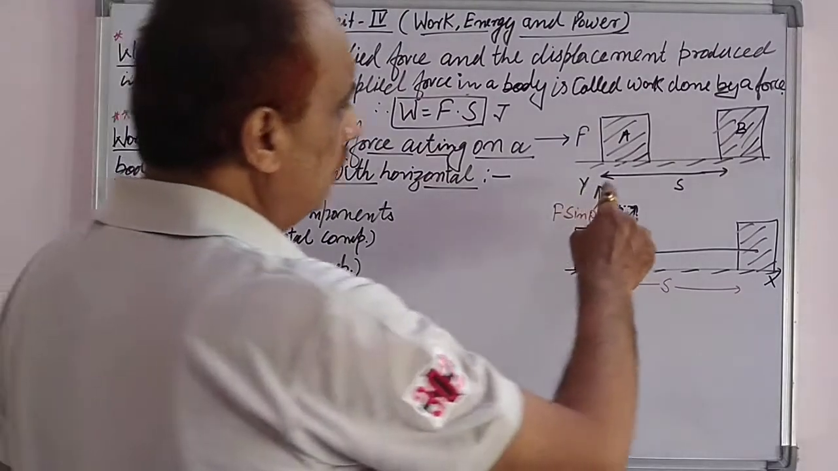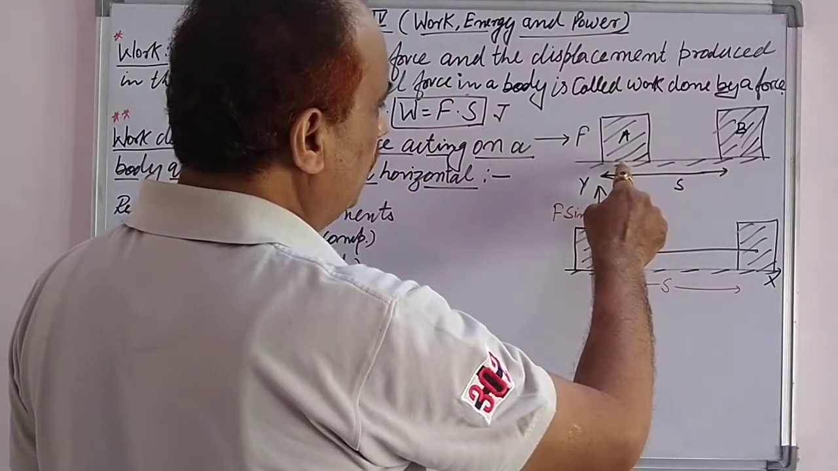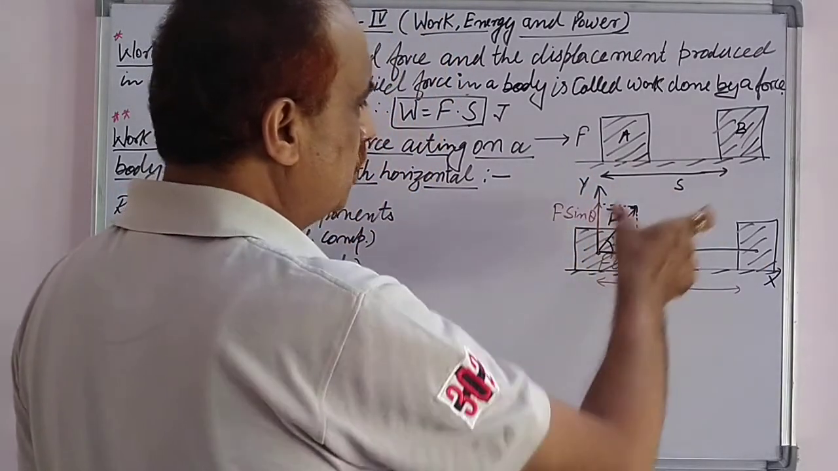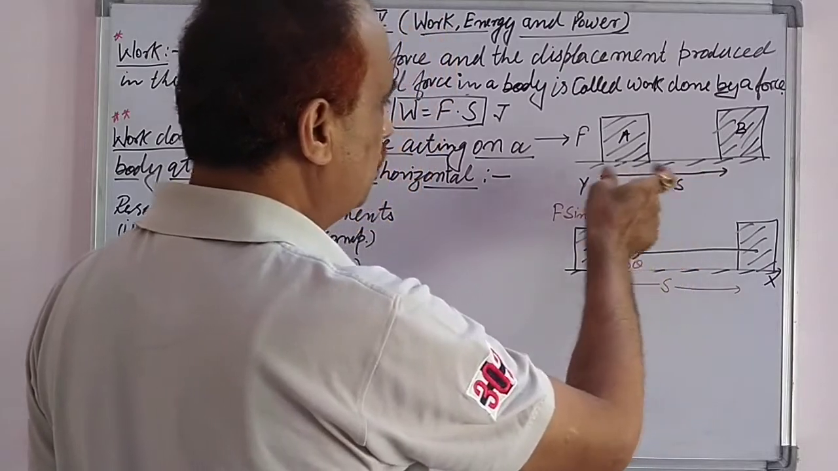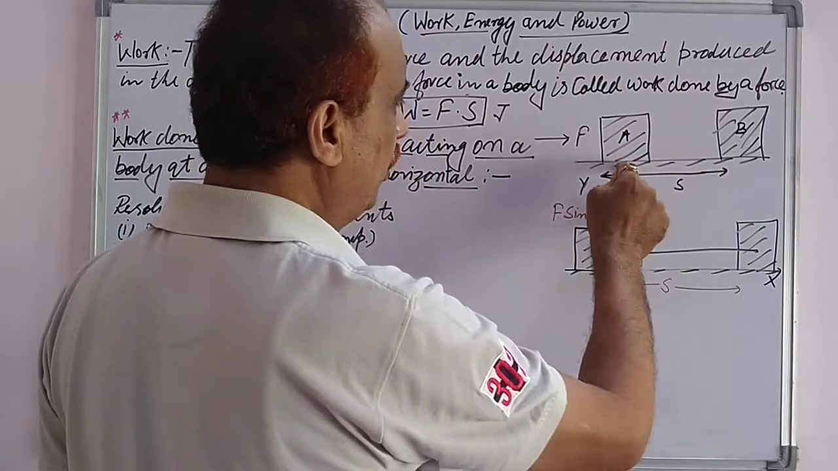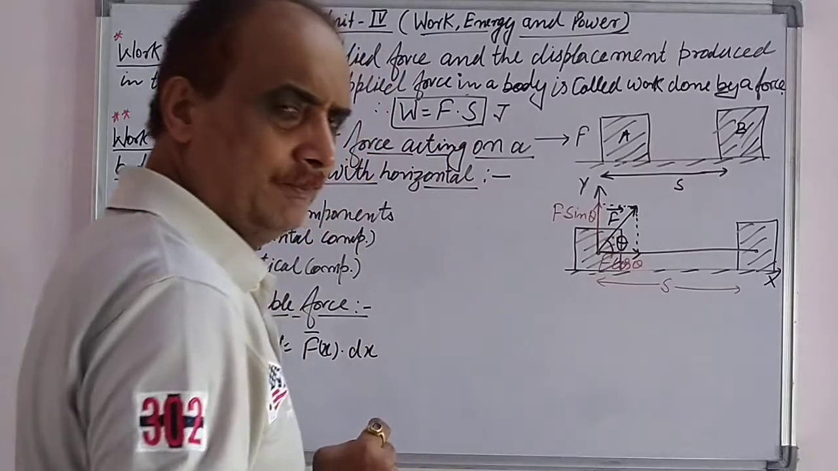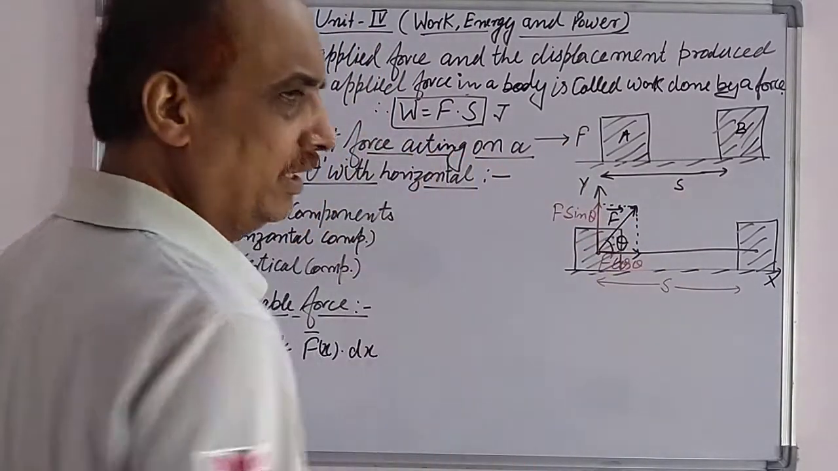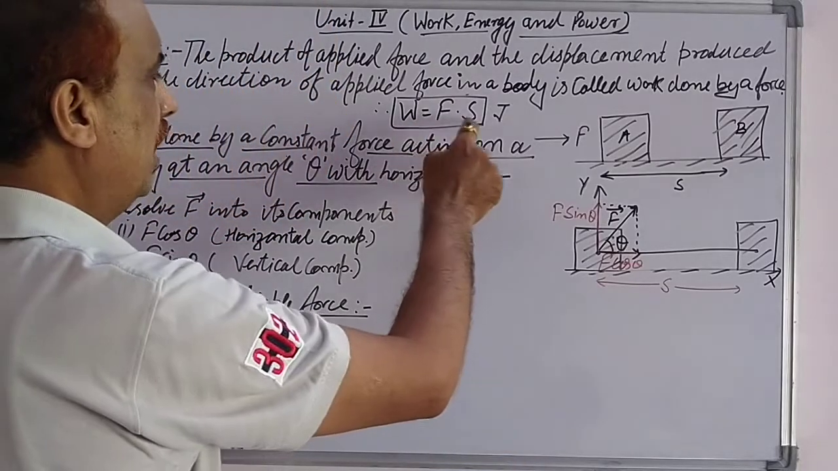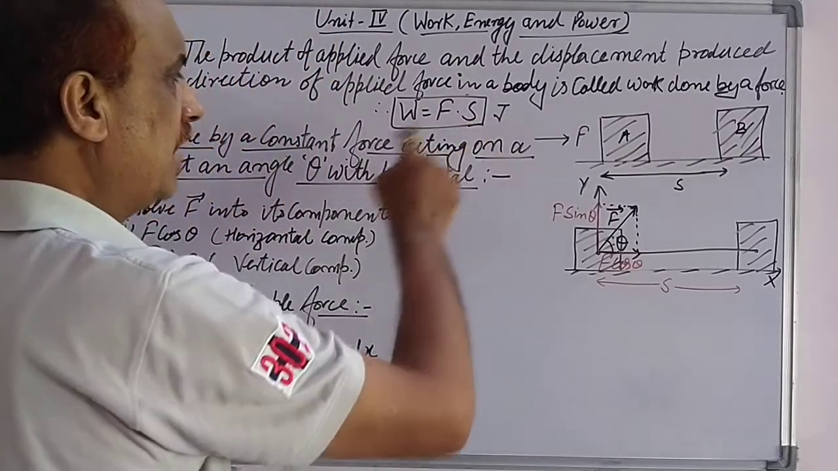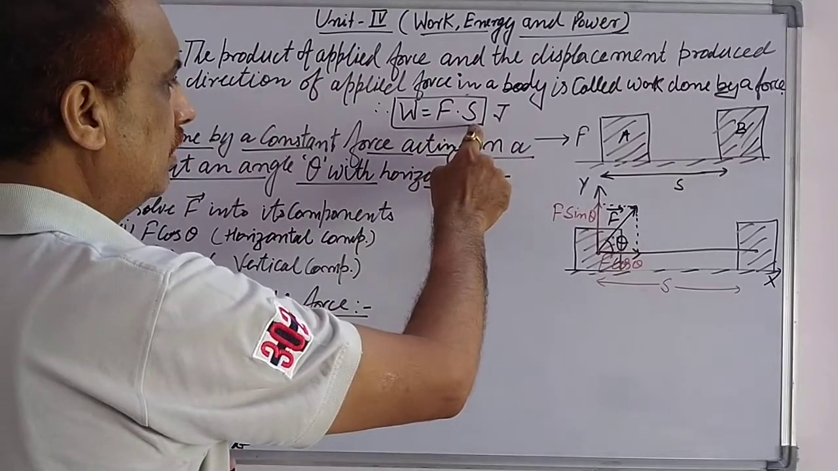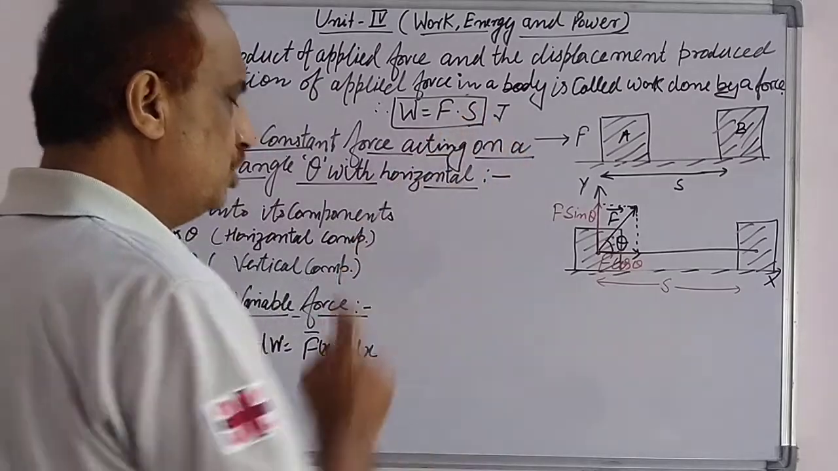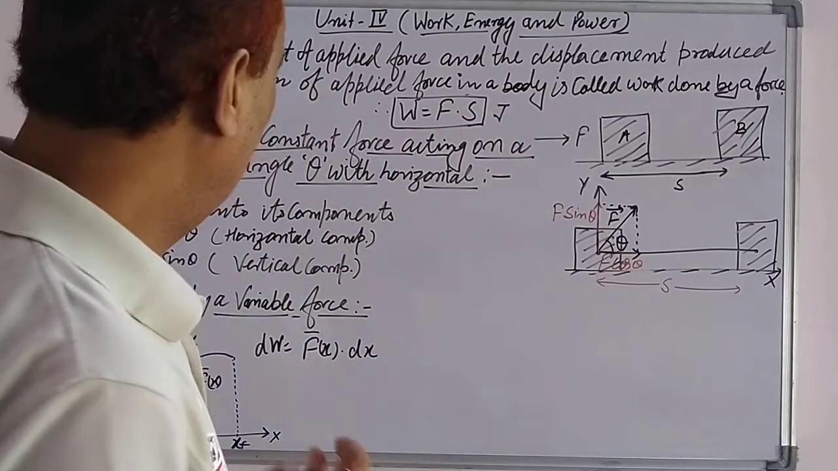Suppose a body is displaced from a point A to a point B by applying a force F, and the displacement is S. So it is displaced through a displacement from point A to B by S. The product of the force and the displacement is equal to the work done. So W will be equal to F into S. Its SI unit is Newton meter. So it can be written as Newton meter equal to Joule. So its unit is Joule.